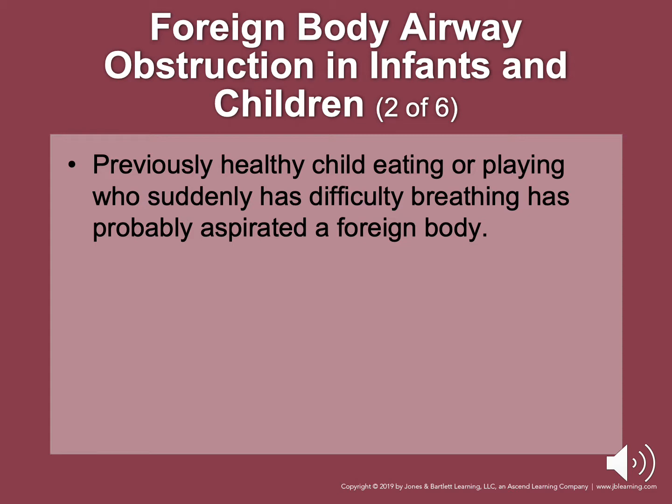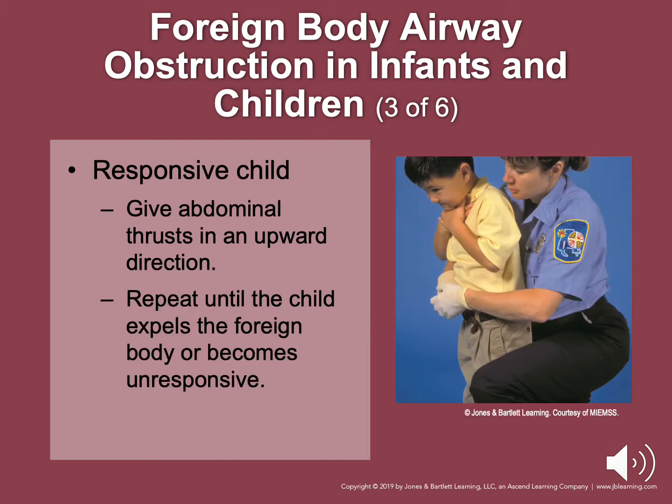Removing a foreign body airway obstruction in a child: if the patient is responsive, kneel on one knee behind the child, circle your arms around the child's body, and give abdominal thrusts in an upward direction. Repeat this technique until the child expels the foreign body or becomes unresponsive.